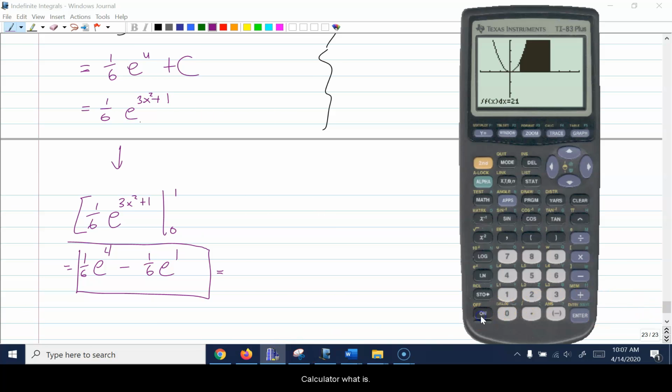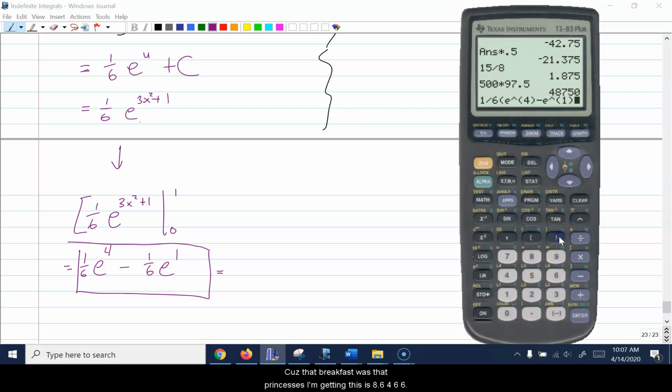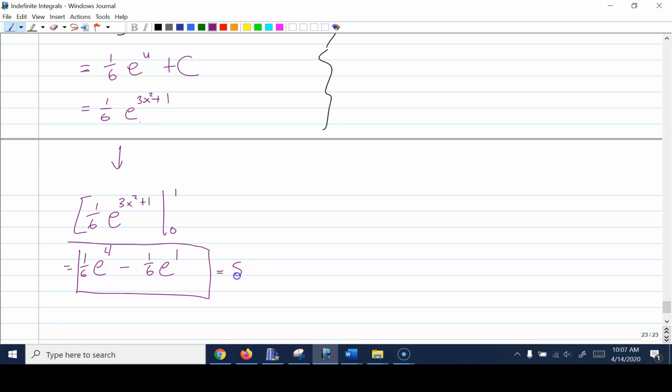Dear calculator, what is, second, quit, 1/6 parenthesis, I'll factor out the 1/6, e to the 4, close parenthesis, minus e to the 1, close that parenthesis, close that parenthesis. I'm getting this as 8.6466.